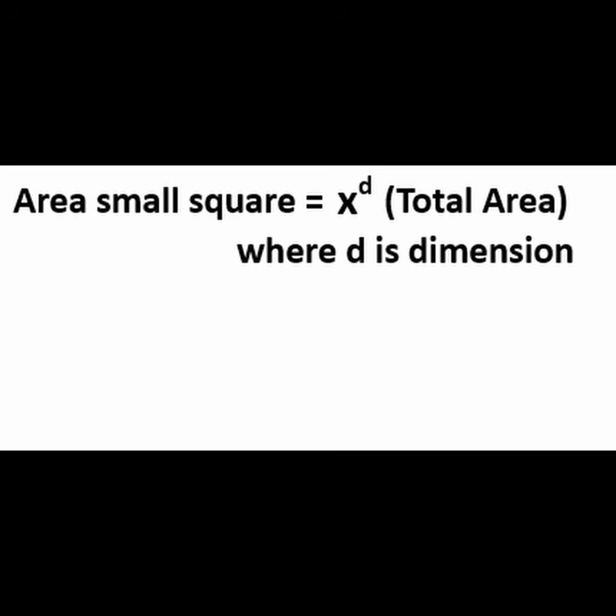So once again, we can use the formula that the area of the small square is equal to x to the power of d times the total area. That comes out to 1/8 is equal to 1/3 to the power of d, and you can figure out that d is equal to 1.893. So once again, we end up with some kind of dimension in between a one-dimensional and two-dimensional object.